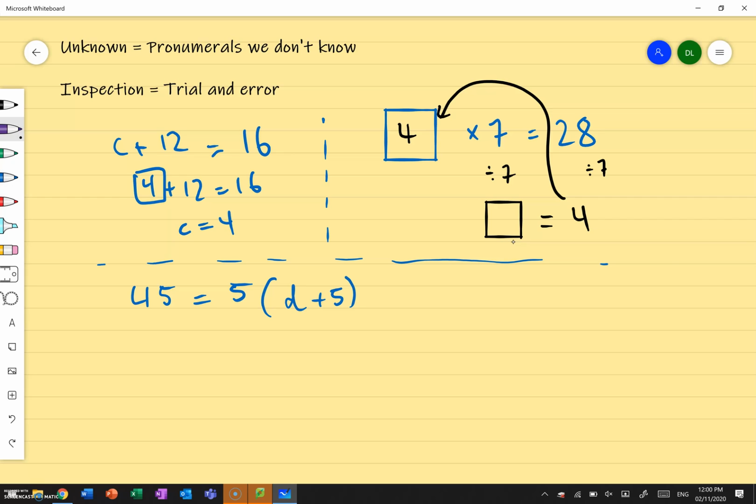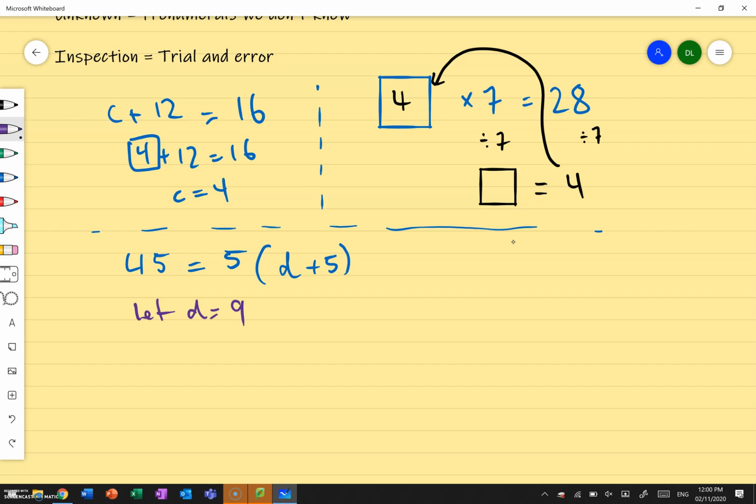All right, Archie, can you give me a number you would like to guess? 9. 9? You want to go for 9? Okay, let's try 9. Let D equal 9. Are we okay with that? So this is just substituting now. I'm going to ignore the left-hand side because that's just the number. Let's work with the right-hand side.